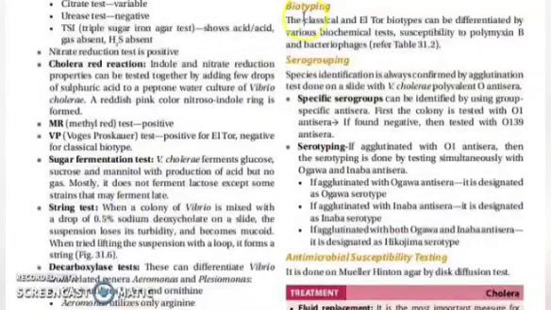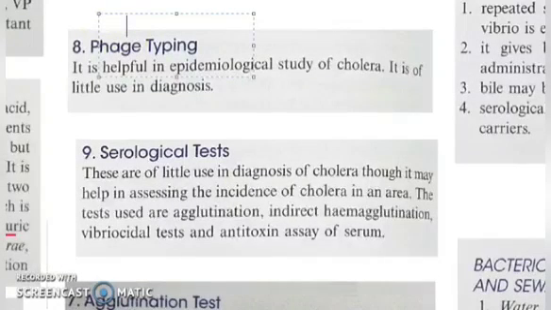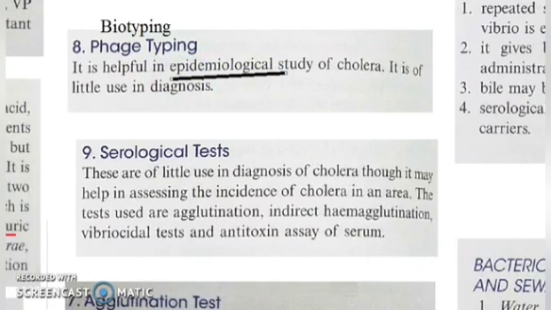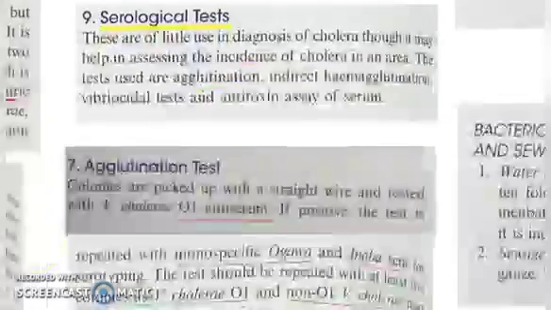Now let us move on to biotyping. Biotyping, or you can also say phage typing, is for epidemiological study. This is not exactly for diagnosis, this is only for epidemiology. It is not for diagnosis. You can exactly know which strain of cholera is there. Fine.